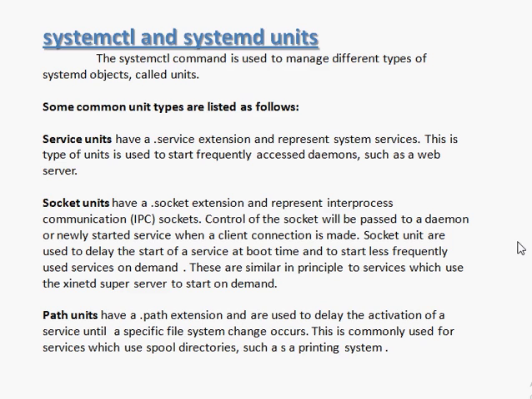Path unit. A path unit has a .path extension and is used to delay the activation of a service until a specific file system change occurs. These are commonly used for services such as spool directories, such as the printing system.